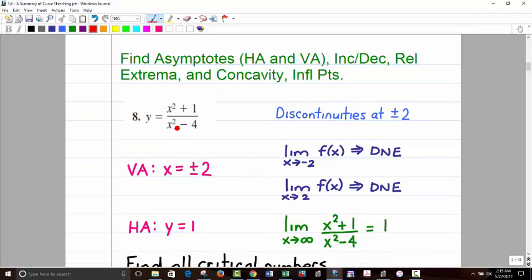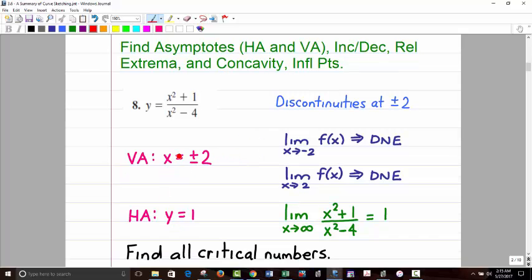But like I said, if you plug the number in, if it makes the bottom 0 and the top 0, it will not be a vertical asymptote. Notice the asymptotes are written as equations. Discontinuities you can express as a single number like this, that's fine. But vertical asymptotes are equations of lines, so they have to have a variable there. So x equals plus and minus 2.